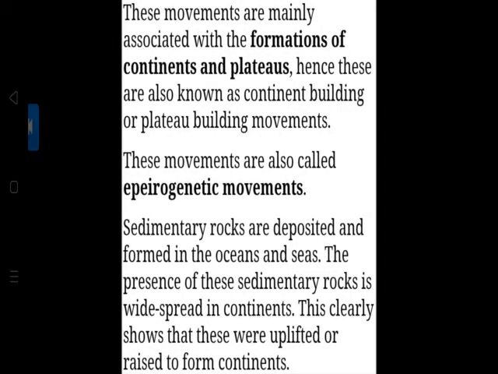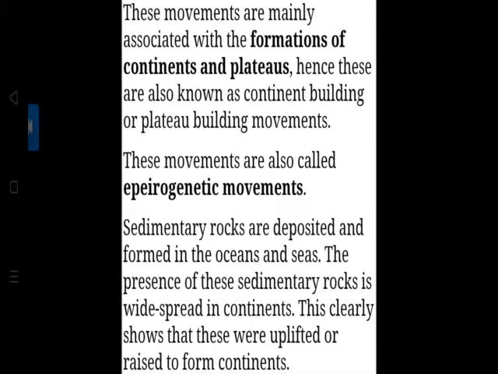These movements are mainly associated with the formation of continents and plateaus, because vertical movements are also called continent building movements. Hence, these are also known as continent building or plateau building movements. These are also called epeirogenic movements.